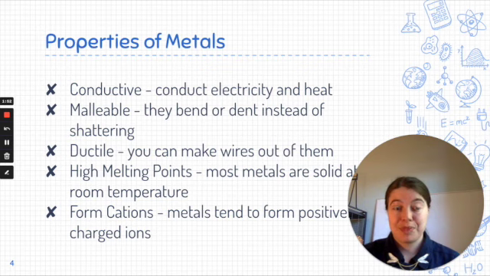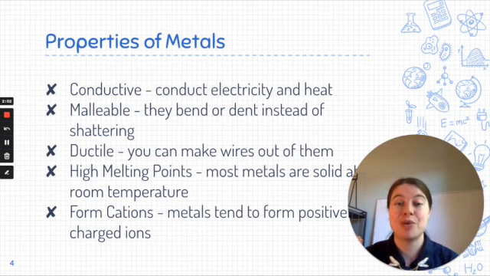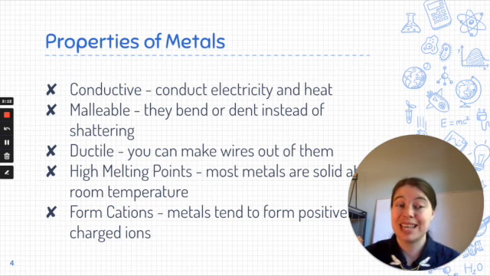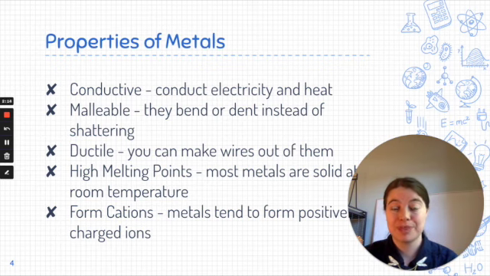So metals are conductive. That means they conduct both electricity and heat. They are malleable, which means that they bend or dent under pressure. So say if you hit them with a hammer. They are ductile, which means you can make wires out of them. They have high melting points, which means they tend to be solid at room temperature. And they tend to form cations, which, as you will recall, are positive.